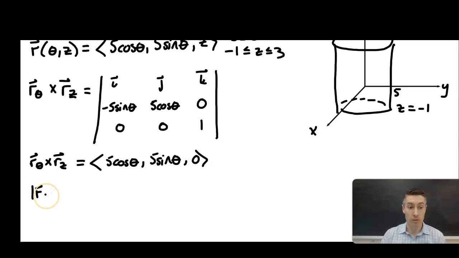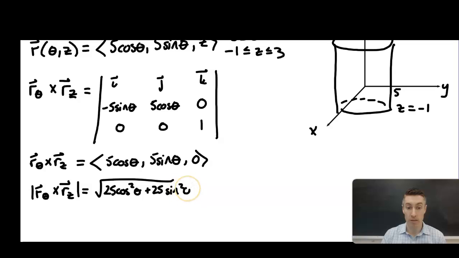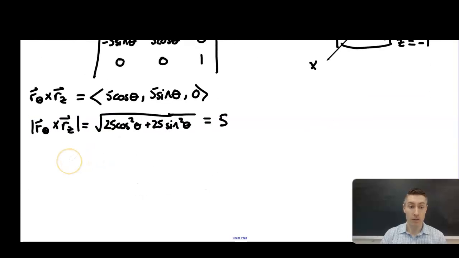And then the magnitude of that is going to be the square root of 25 cosine squared theta plus 25 sine squared theta, which is equal to 5. Okay, so that means we are setting up the double integral of 5 d theta dz. Theta goes from 0 to 2 pi. Z goes from -1 to 3.